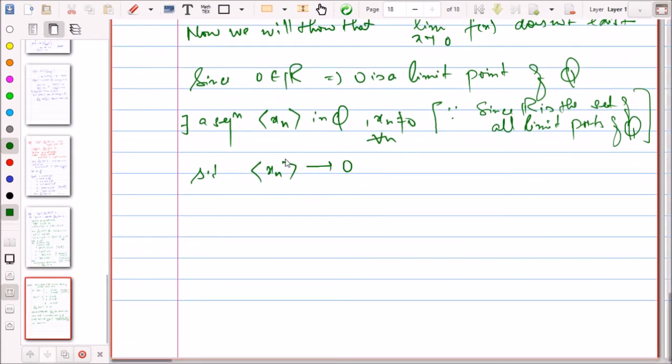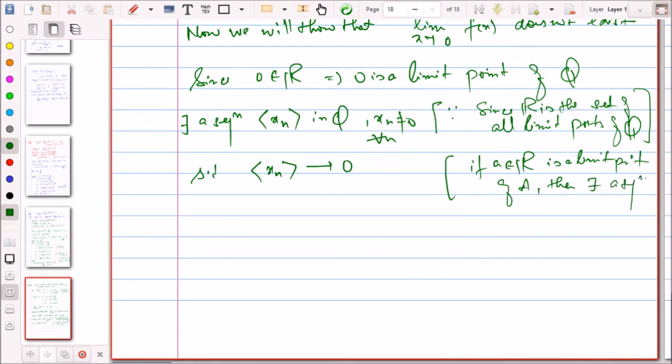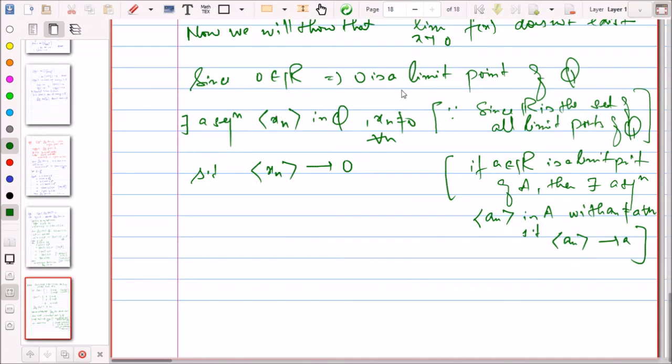So there exists a sequence xn in Q such that xn is not equal to 0 for all n, and xn converges to 0 because 0 is a limit point. Whenever a point is a limit point, we use this result: if a belonging to R is a limit point of A, then there exists a sequence An in A with An not equal to a for all n such that An converges to a. So this is the result we are using. We have 0 is a limit point of Q, so there exists a sequence of rationals that converges to 0.